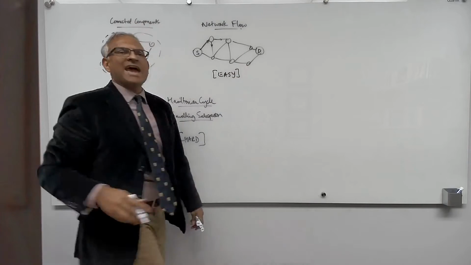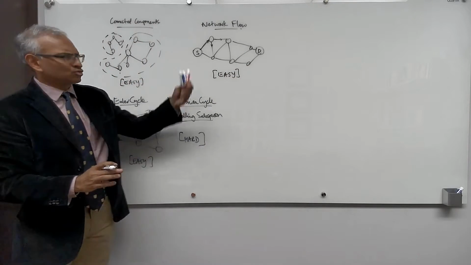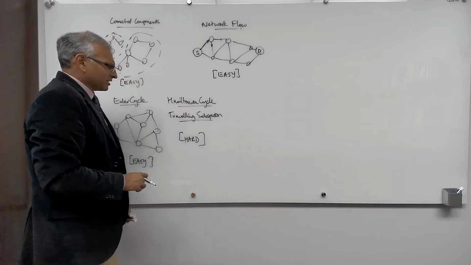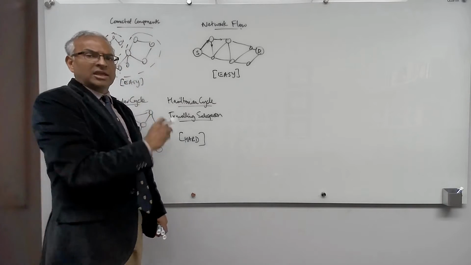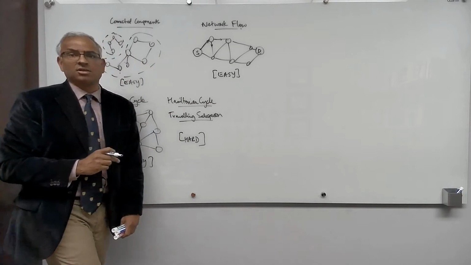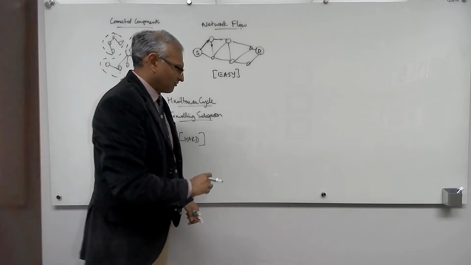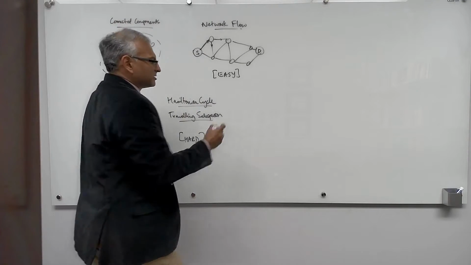Easy means we have efficient polynomial time algorithms to solve. Whereas hard just means that we don't know of any efficient algorithms. If you can find an efficient algorithm for a problem like that, bam, you're famous. Okay, let's consider another easy problem.